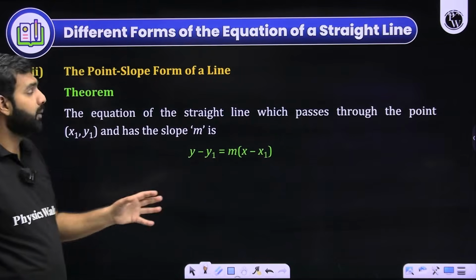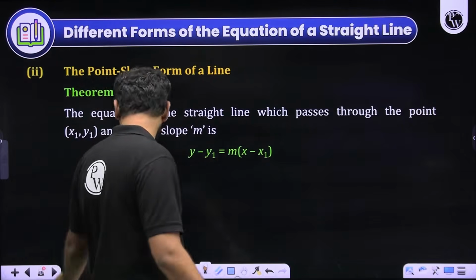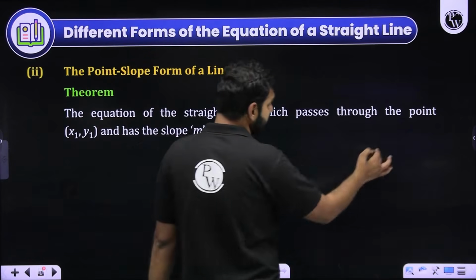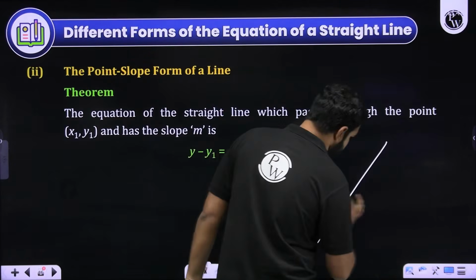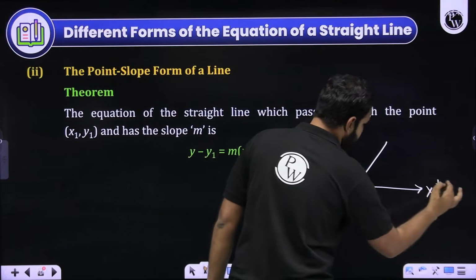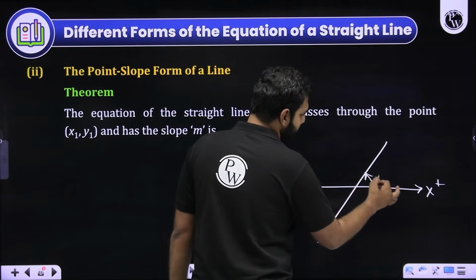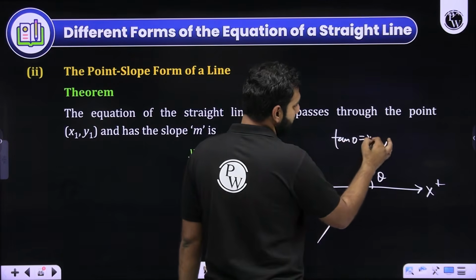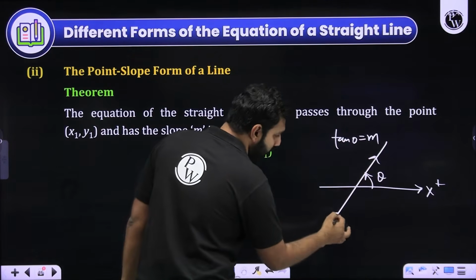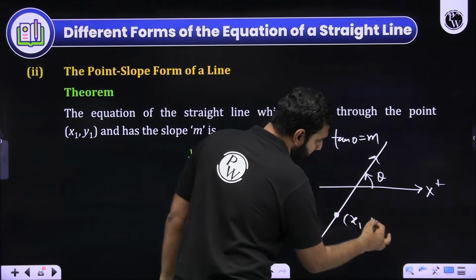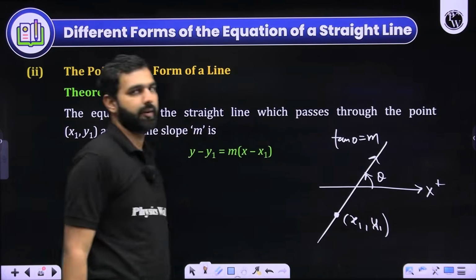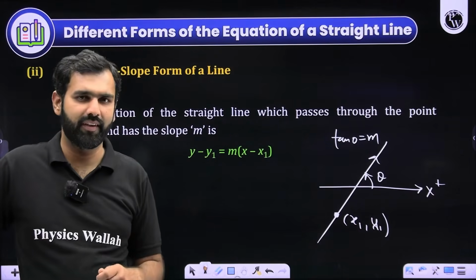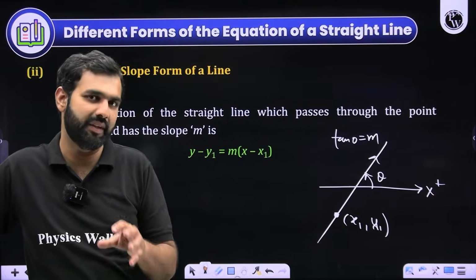Next is the point slope form of a line. What do I mean by that? For example, let's say there is a straight line. This is, let's say, the positive x-axis, and this is its inclination. And if I know its inclination, I know its slope, which is given by tan theta. One more thing I'm aware of, which is, let's say, a point (x1, y1) on this line. So I know two things, a point on the line and its inclination with the positive x-axis, which means its slope.